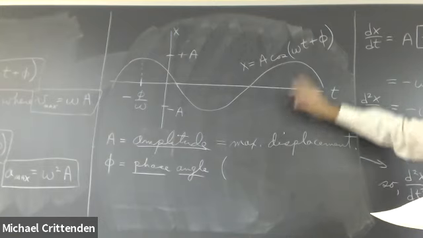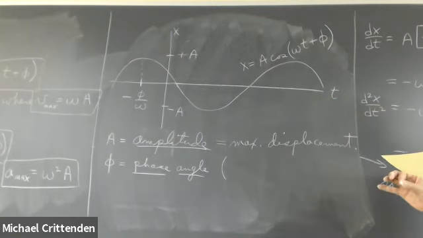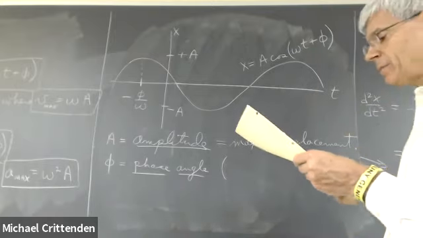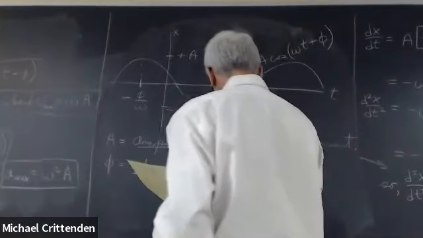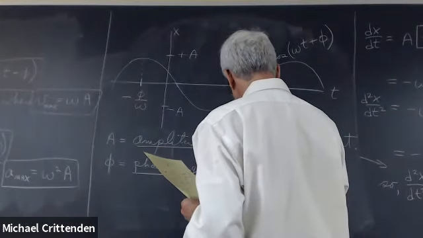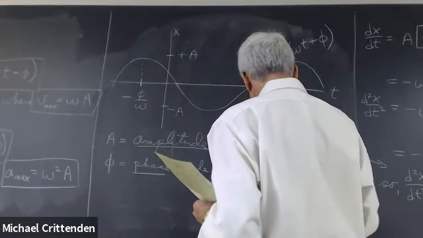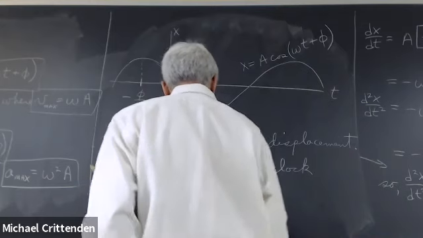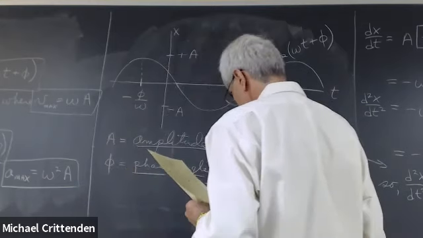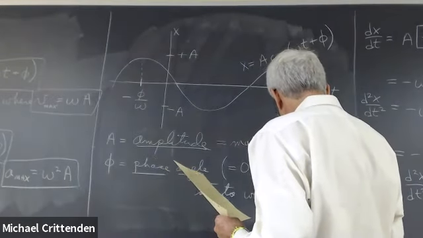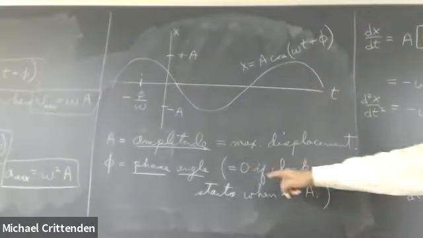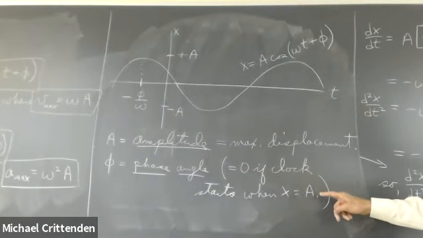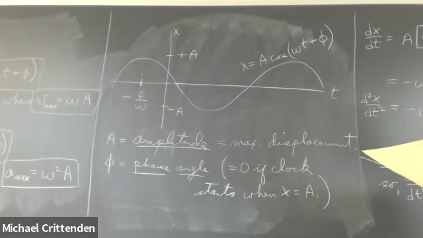But here in the not quite so real world, I can get rid of that by just saying, we'll agree to start the clock at the appropriate time. That gets rid of that. So the phase angle equals 0 if the clock starts when x equals capital A. It's all the way out to its full amplitude.